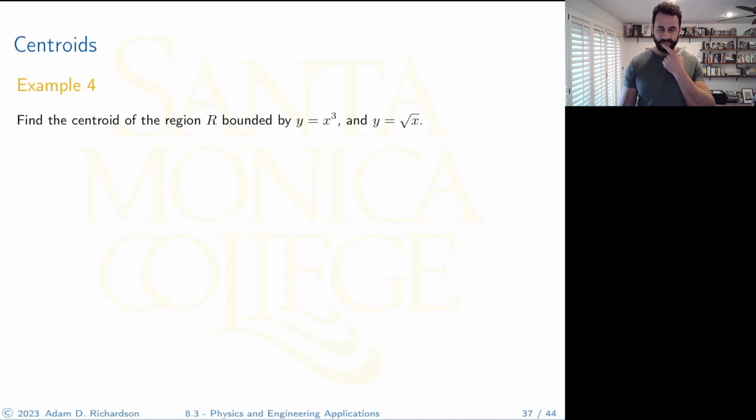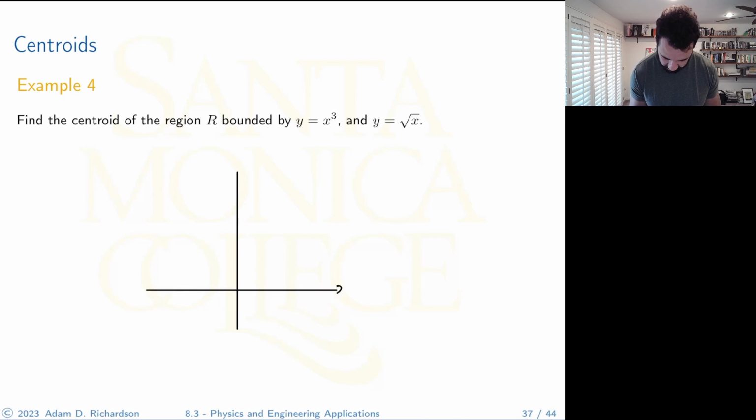All right, here we go. So again, if you can draw a picture, it can help. I know a picture helps me. So let me start by drawing a sketch just to see what the region looks like. Okay, so our first curve is x cubed, which looks like this. And our second curve is square root x, which looks like this, roughly.